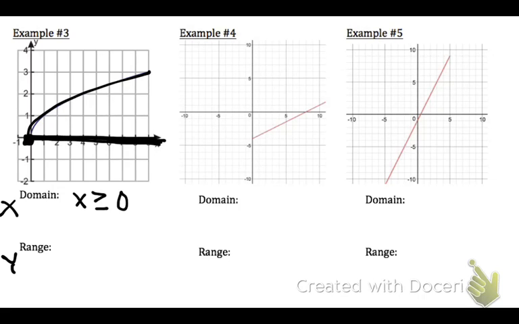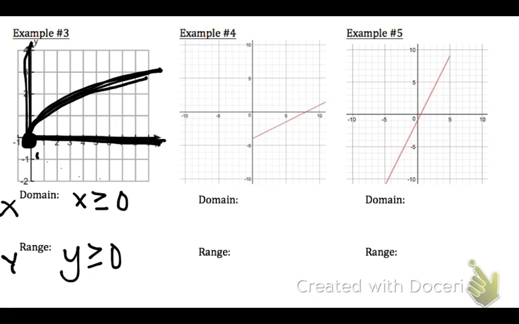Now what about the range? What about the y values? Well, I see it starts here at 0 and then it goes up. It never comes down here where the negatives are. So for the range, y's have to be greater than or equal to 0. Go ahead and pause this video if you need to fill in example number 3.